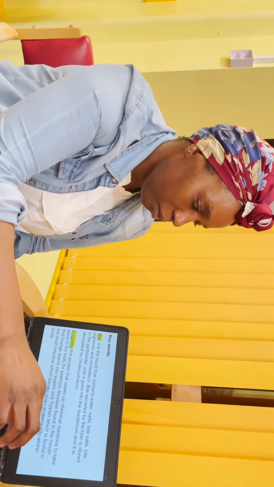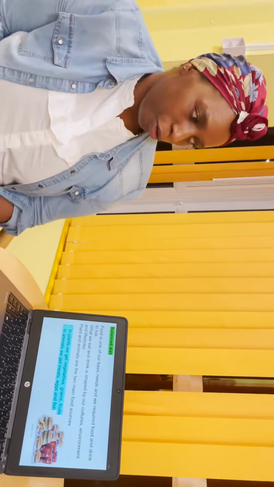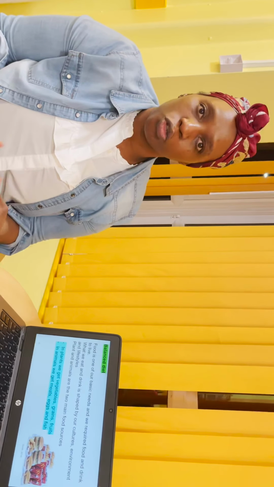So now we're moving on to the balanced diet. Food is one of our basic needs. We all eat food. We eat food to live, and we eat and drink, and our balanced diet is shaped by our culture, our environment, our health needs, our exercise, or whatever we do. So we eat to gain energy, to work, and whatnot. So we have food groups.